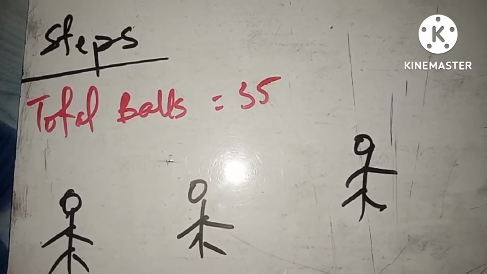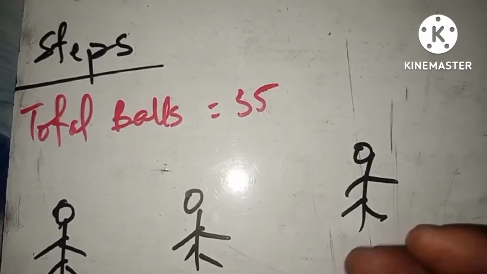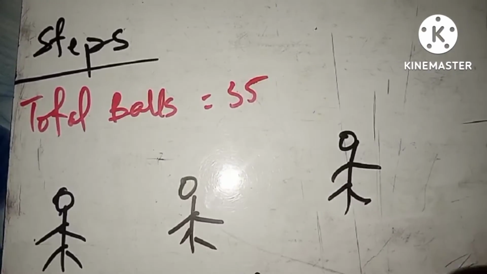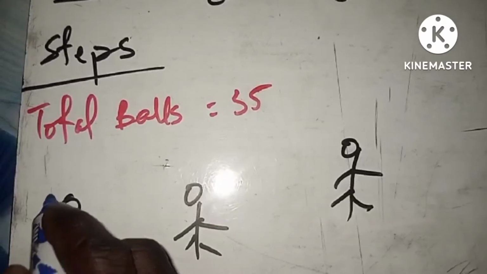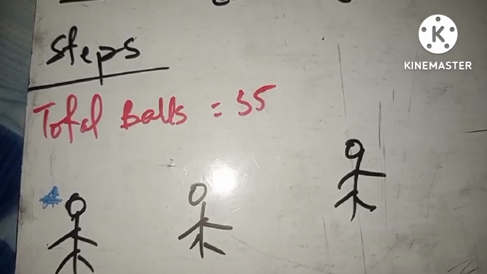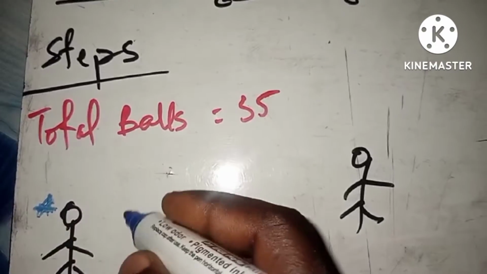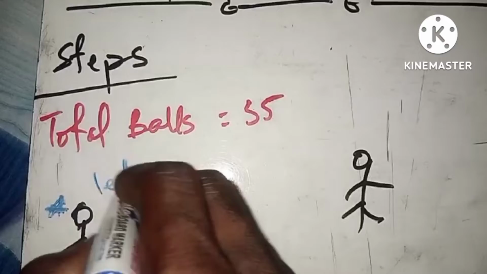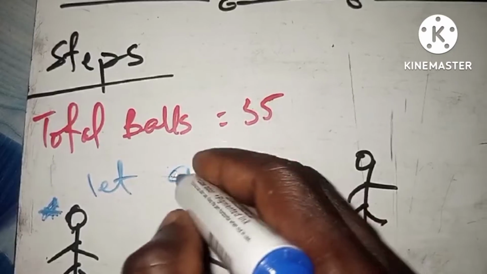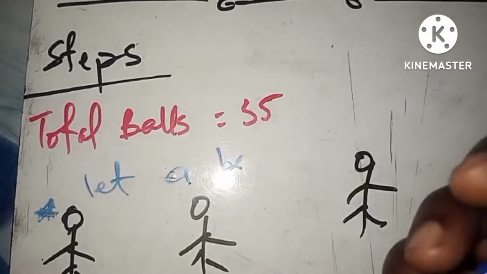Among these four teams, one team takes all the red. So let's say we have red among all the balls that we are dealing with. This team here takes all the red, and we don't know exactly the number they are taking. In mathematics, if you don't know something, we represent that by a variable. It can be any letter, say A. Let A be the number of red balls, the total red balls.